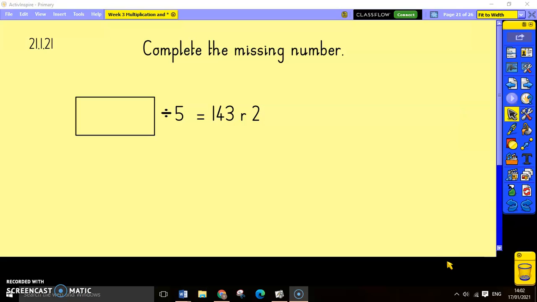I know it's only Thursday, but I'm going to talk you through today's maths learning and tomorrow's maths learning because there's not a lot for me to share with you and you need to go off and do some things on your own. But I just wanted us to start by having a look at this complete the missing number problem together because we haven't really seen a problem like this before.